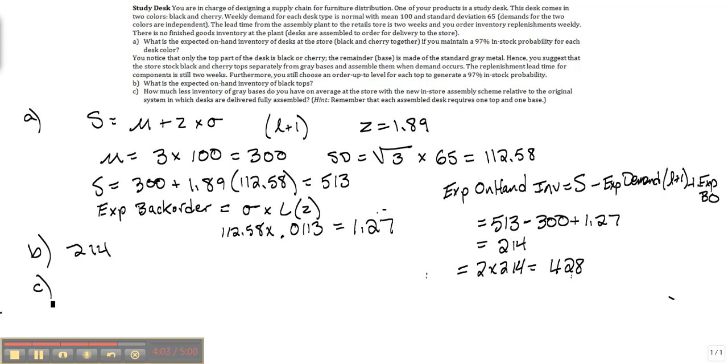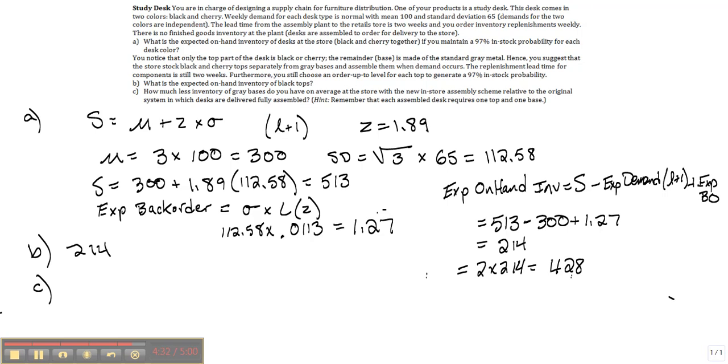Finally, for Part C, how much less inventory would be required? Again, the answer here is 0. The order-up-to level of the gray bases has to be the sum of the order-up-to levels of the tops. If it were lower, then there's a chance that demand is less than the order-up-to level of each top, but more than the order-up-to level of the gray base, in which case the in-stock probability would fall below 97%. Hence, to ensure that the in-stock probability remains 97%, there must be one gray base for each top.